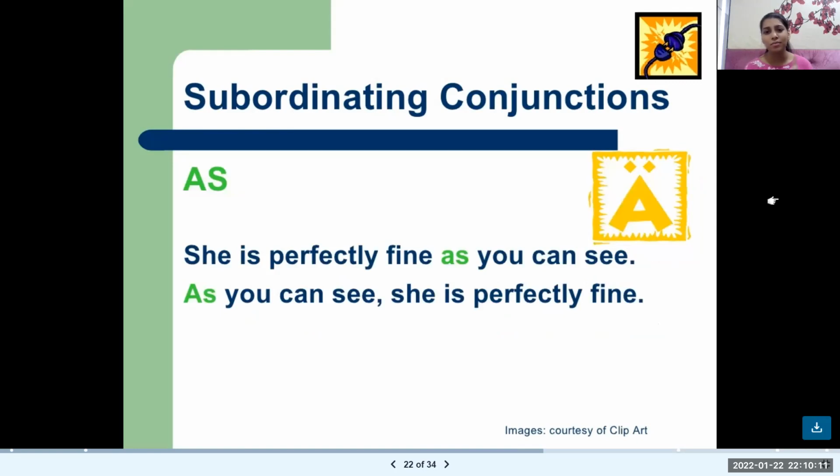Now, WASABI, remember, W-A-S-A. So this A stands for as. Let us see the example. She is perfectly fine, as you can see, right? So as is used to connect the first and the second part. What are they saying? That she's perfectly fine, as you can see. You can see that she's perfectly fine. So as is used to connect these two sentences.